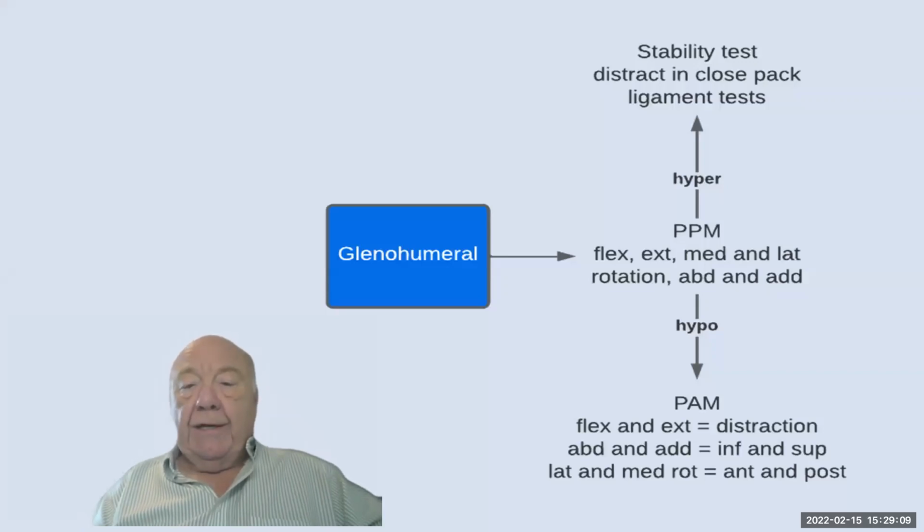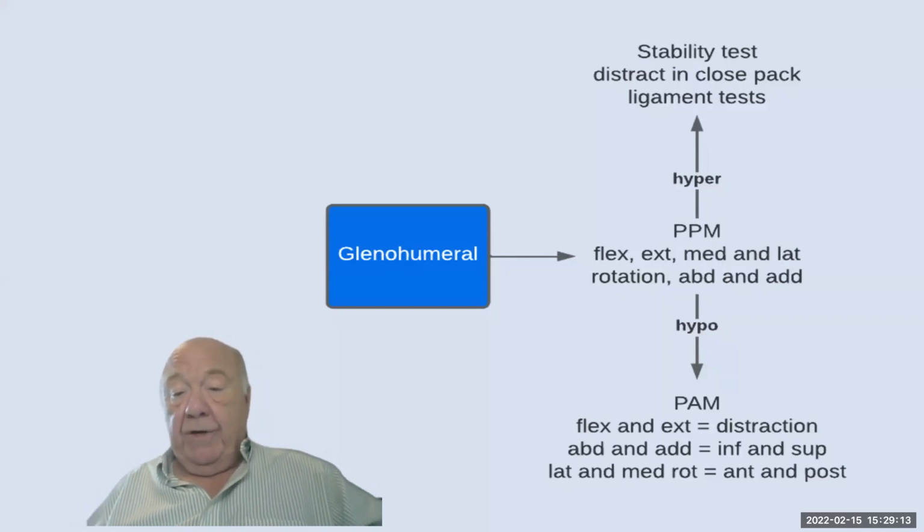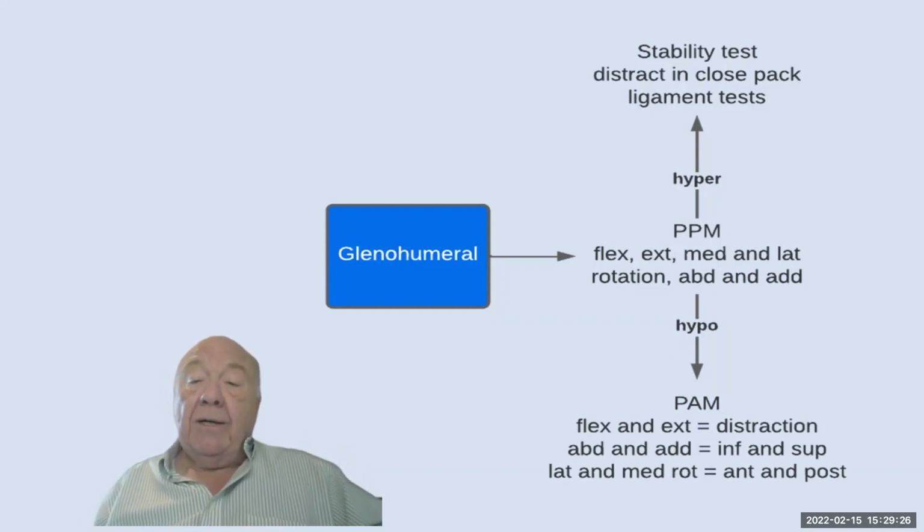Glenohumeral joint. Remembering that, like the hip, this is an unmodified ovoid, so it will have 3 degrees of freedom: flexion, extension, medial lateral rotation, and abduction. Again, flexion, extension are like the shoulder. These are spin movements, while the other two are swings.